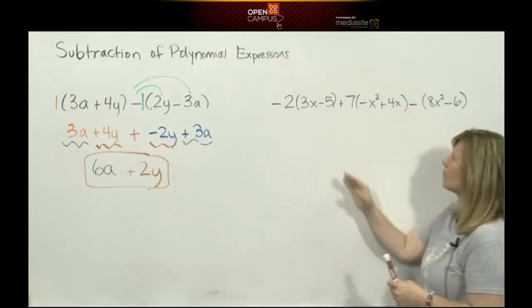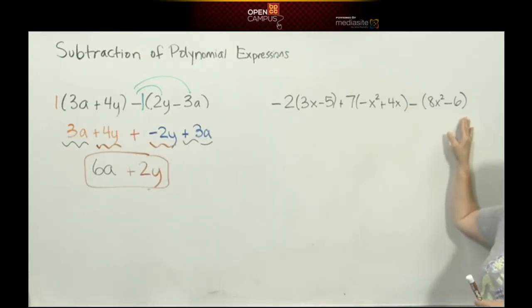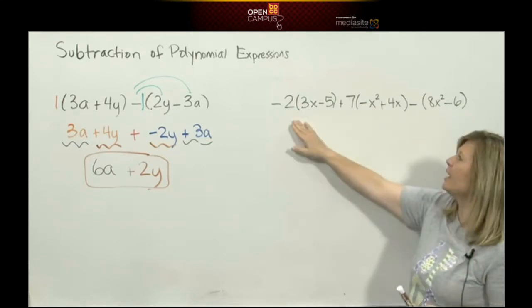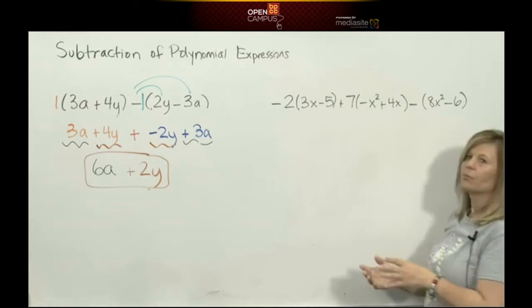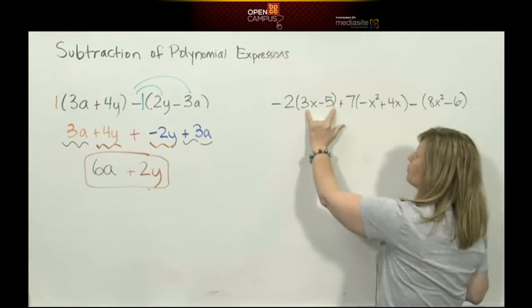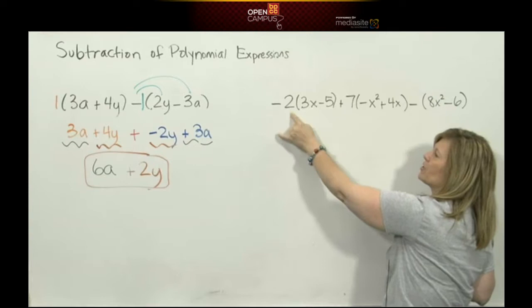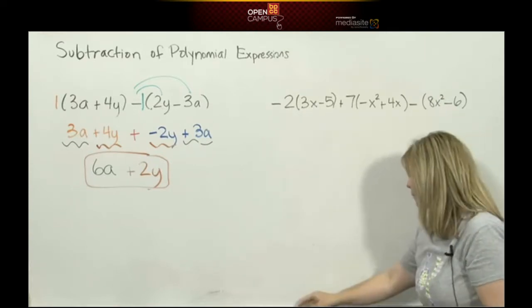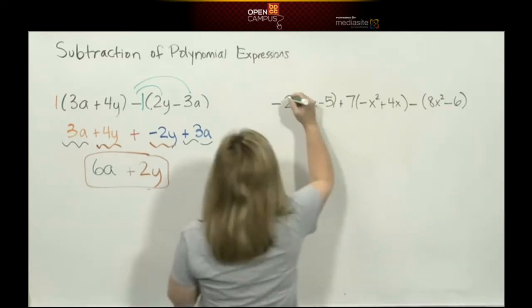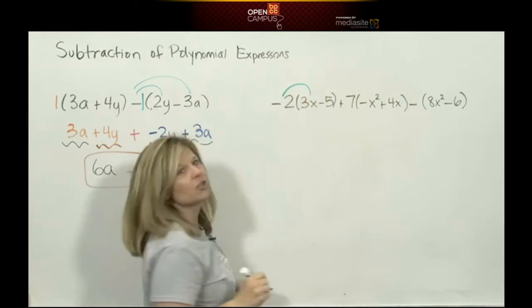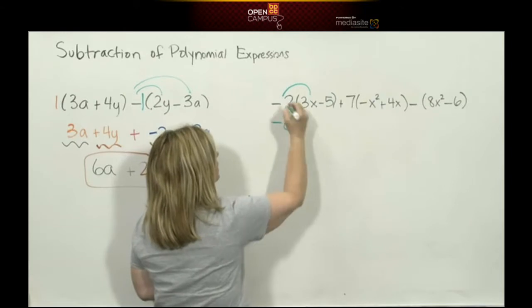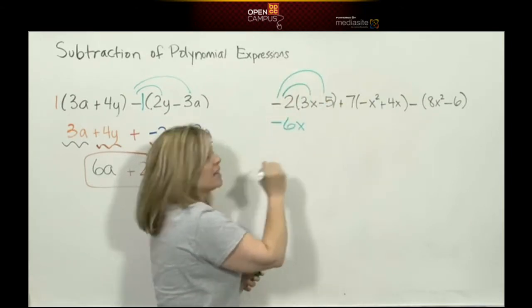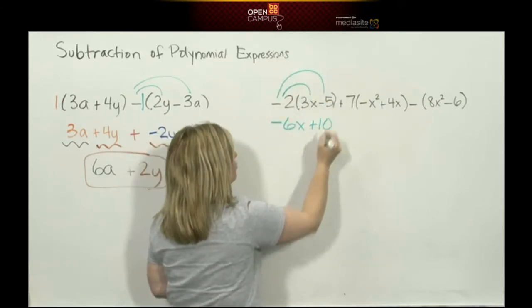Okay, let's try one more. Here is our algebra expression they want us to simplify. Again, simplify says do the operations you see. So we see parentheses, and we know the only way to get rid of parentheses is to do the distributive property. So on our first one, we're going to distribute a negative 2. So negative 2 times 3x is negative 6x. Negative 2 times negative 5 makes a positive 10.